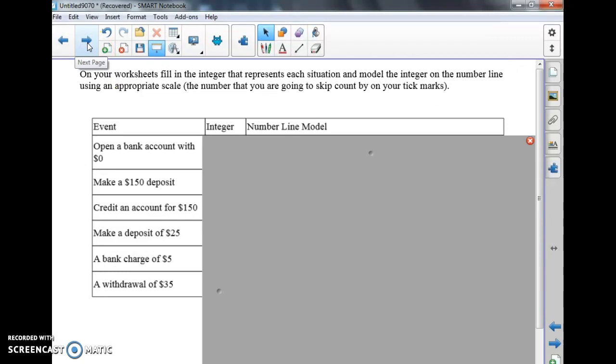Now on your worksheets, you are going to fill in the integer that represents each situation and model the integer on a number line using an appropriate scale, the number that you are going to skip count on your tick marks. So you'll write the integer that represents the fact that he opened the bank account with $0 and draw where 0 would be on a number line. Then what integer would represent making a $150 deposit, and draw the number line. When you are finished with your integers and your number lines, please come back to the video to check your work. Actually, go to video 3, please.